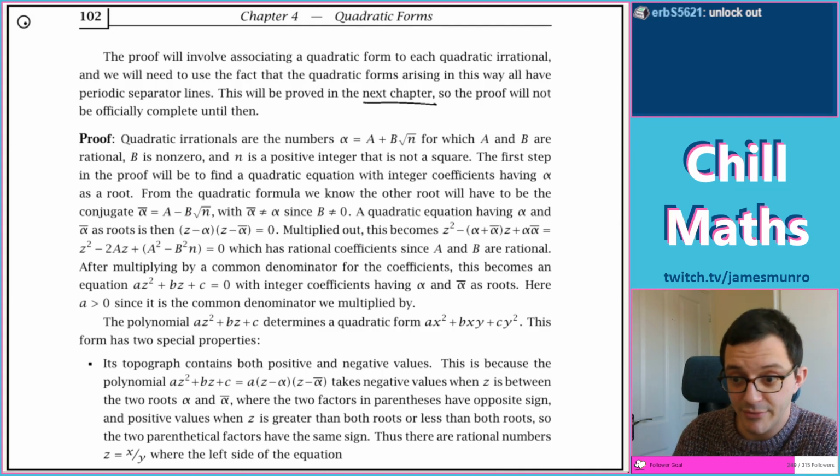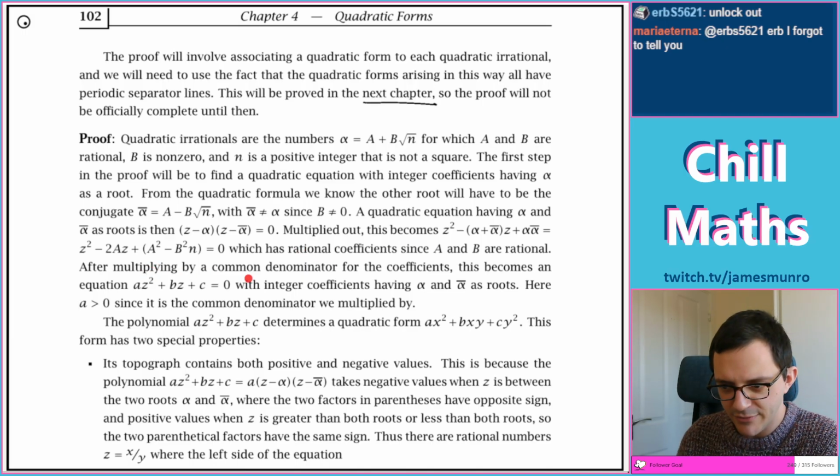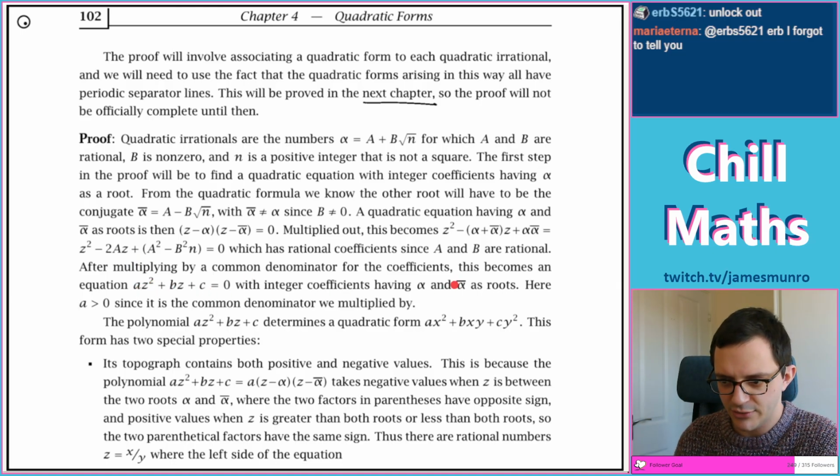The other root will have to be the conjugate of this. So now we know the sum of the roots is 2a and the product of the roots is a difference of two squares, a squared minus b squared n. Multiplied out, sum and product, there it is, a squared minus b squared n. Rational coefficients, it's still rational. After multiplying by a common denominator for the coefficients, this becomes an equation with integer coefficients, and it's got the right roots. Good.